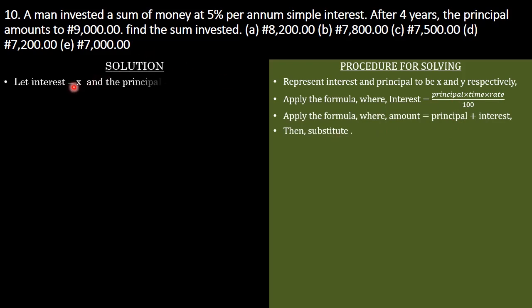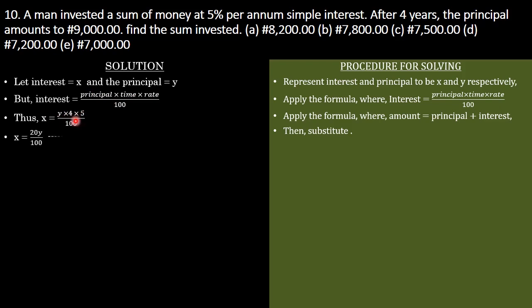Let interest be x and the principal be y. Interest is equal to principal multiplied by time multiplied by rate over 100. x is equal to our principal, y, multiplied by 4 multiplied by 5 over 100. When you multiply it together, we have x is equal to 20y over 100. Let this be our equation 1. Now let's apply the formula where amount is equal to principal plus interest. That is, the interest plus the principal is equal to the amount. That is, x plus y is equal to 9,000 naira.